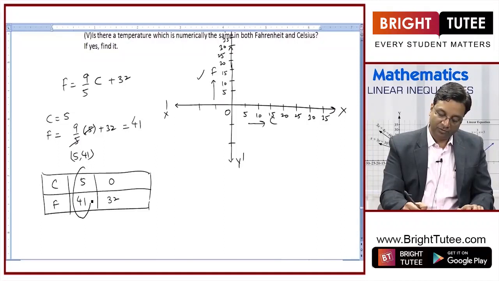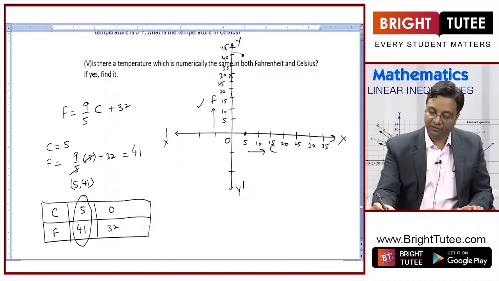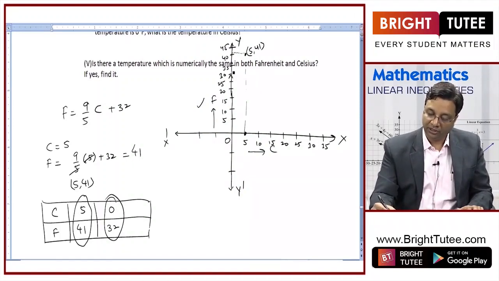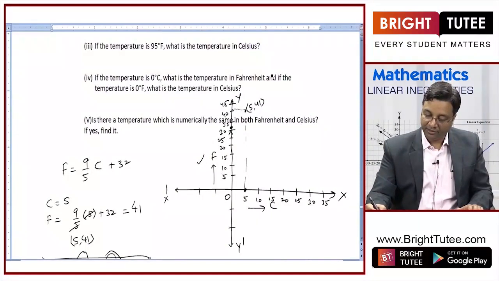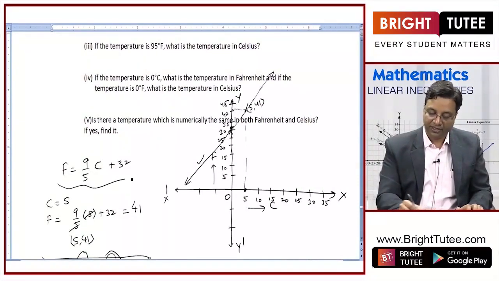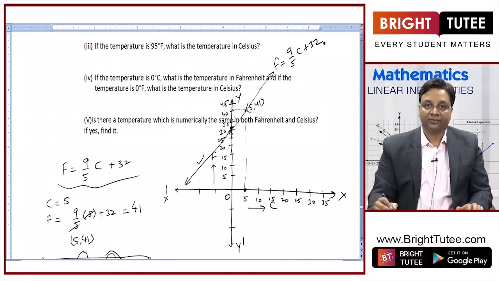So first point I want to plot is 5, 41. So this is 5 and this is, let us say, 41. So this will be the point 5, 41. Another point is 0, 32. So 0, 32 will be somewhere here, right? So now if I draw a line passing through these 2 points, this will be the graph of this equation, F equals 9 by 5 C plus 32, right?